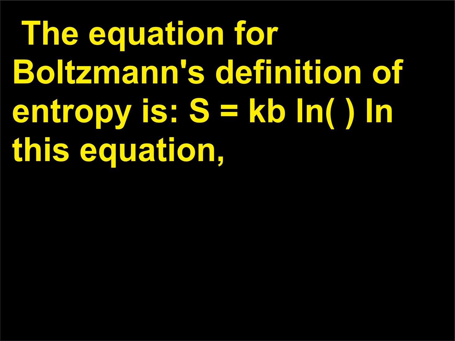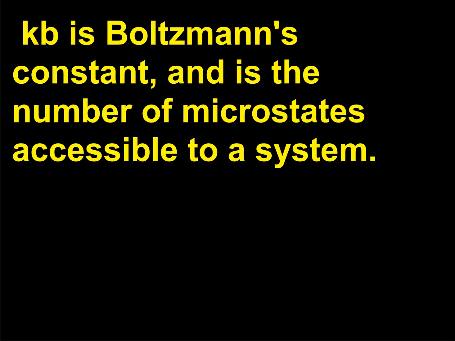The equation for Boltzmann's definition of entropy is S equals k_B ln Ω. In this equation, k_B is Boltzmann's constant, and Ω is the number of microstates accessible to a system.